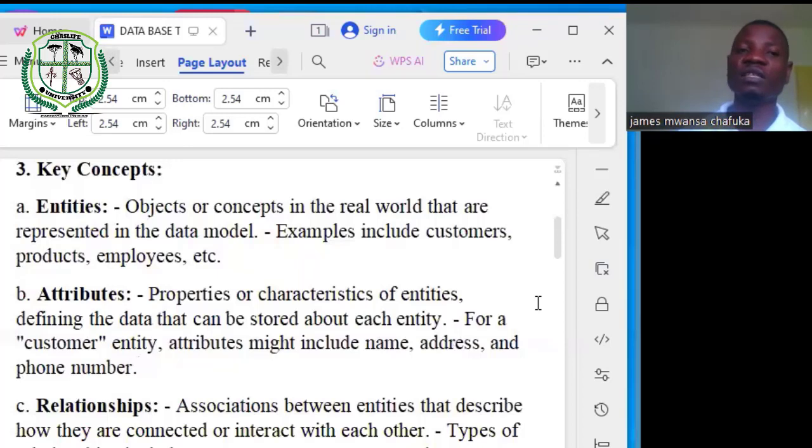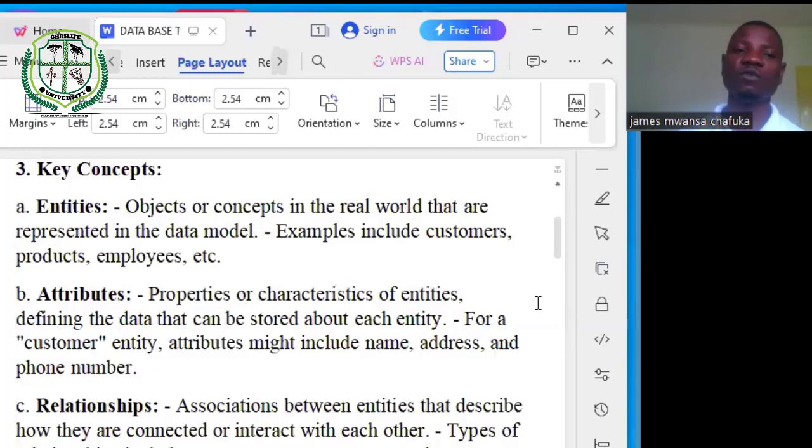So entities focus on objects and concepts in the real world that are represented in the data model. Examples of the entities are customers, products, and employees. Under the key concepts, we also have attributes.